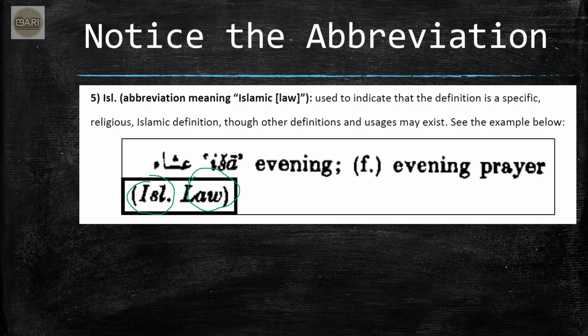So here, when they say they came to their father isha'an, they came to their father in the evening. Whereas if you see isha in a hadith, you're going to assume naturally that it's prayer unless there's something to indicate otherwise. So Islamic law lets us know when the term may have some legal or religious significance in Islam.